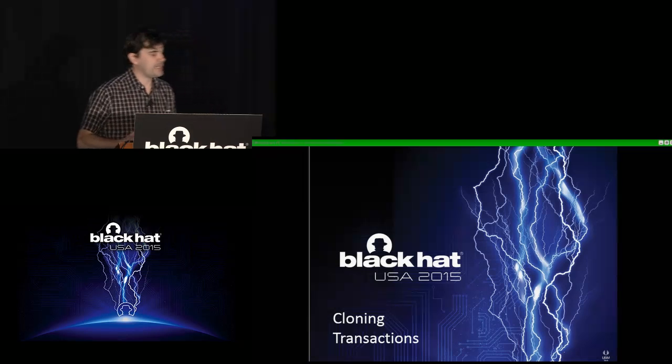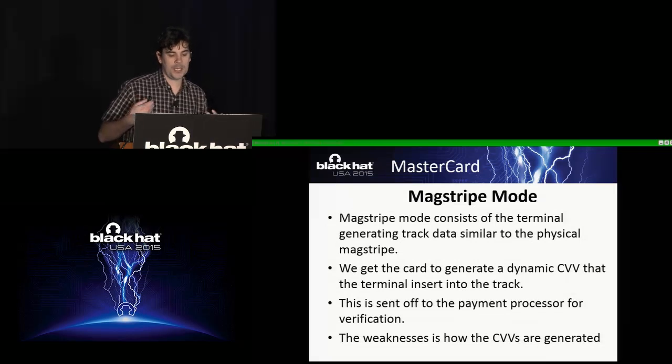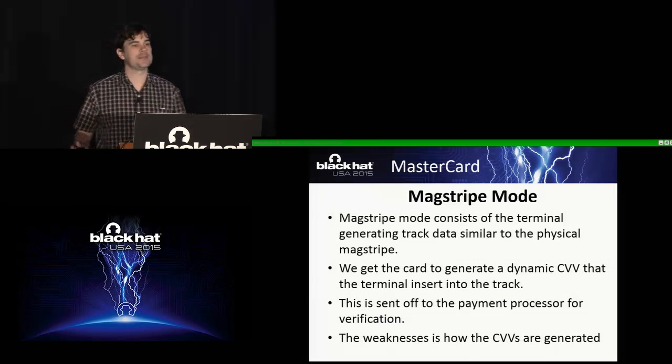So we'll go on to cloning transactions. So how would we clone a transaction? On magstripe mode, you want to generate track data that's similar to a system.